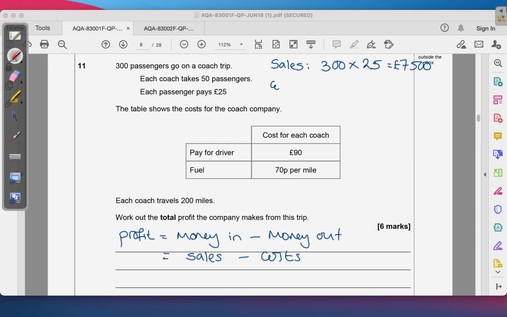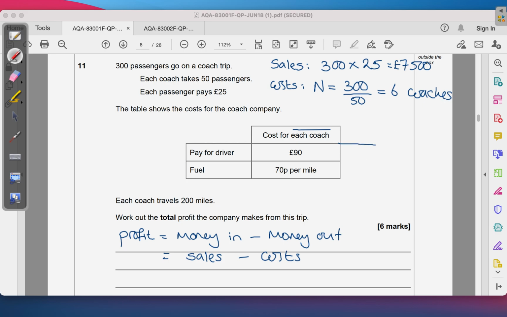So the costs. It's important to realise that the costs are for each coach. So that implies that we need to figure out how many coaches there are going to be. Now if each coach can take 50 passengers and there are 300 passengers, then the number of coaches, I'm going to call this n, is going to be equal to 300 divided by 50, which is going to be 6 coaches. So there's 6 coaches.